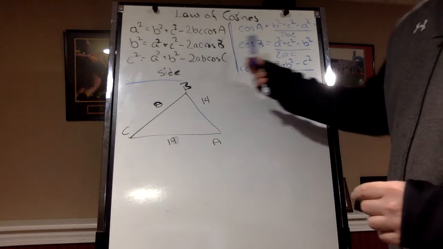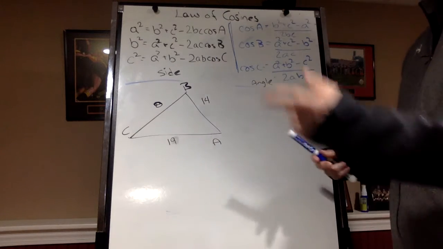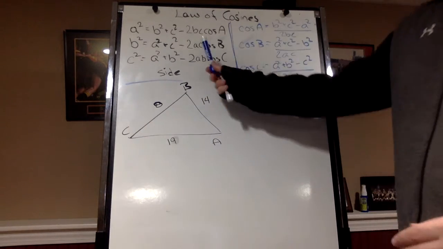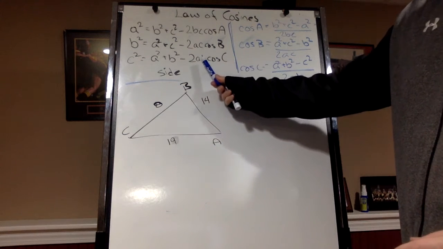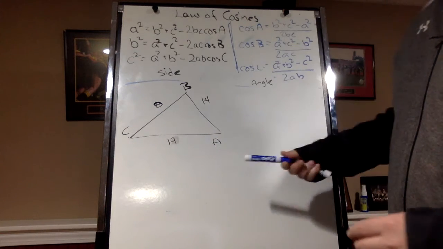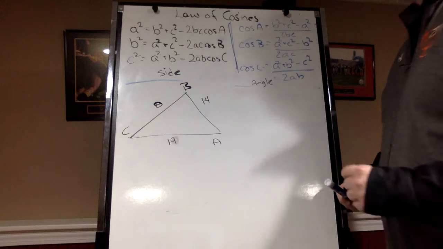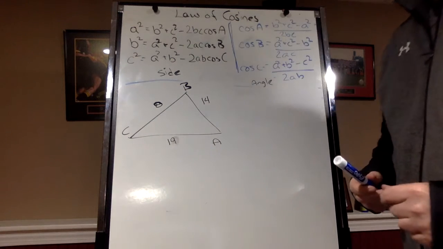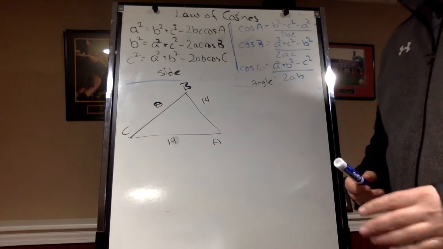Okay, and these are the same equations, just manipulated. But I want to use these on the left if I'm trying to find a side first. Notice it equals a squared. And over here when I want to find an angle first. That's why it's cosine B, cosine A, cosine C, all that.